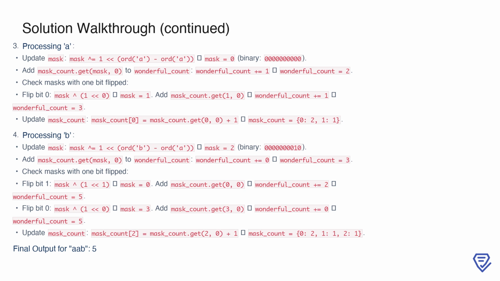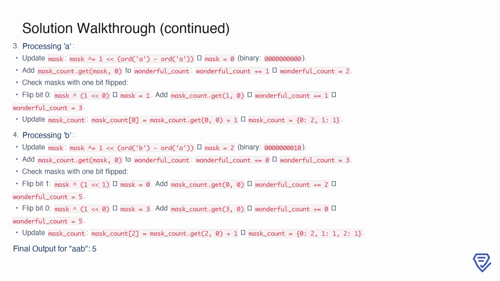Moving on to the third character, b, we toggle the bit corresponding to b. This changes the mask to 2, represented in binary as 0000000010. Since this mask hasn't been encountered before, adding it to wonderful_count doesn't change the count. We then check masks with 1 bit flipped. Flipping the bit for b gives a mask of 0, which has been seen twice in mask_count. This contributes 2 to wonderful_count, increasing it to 5.